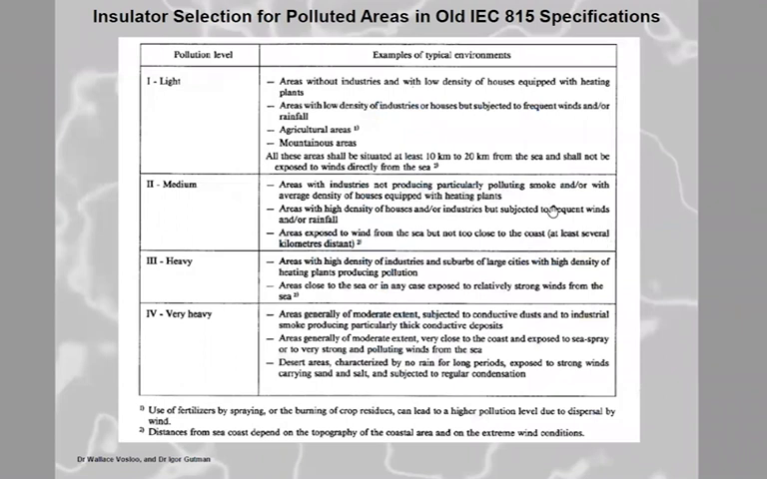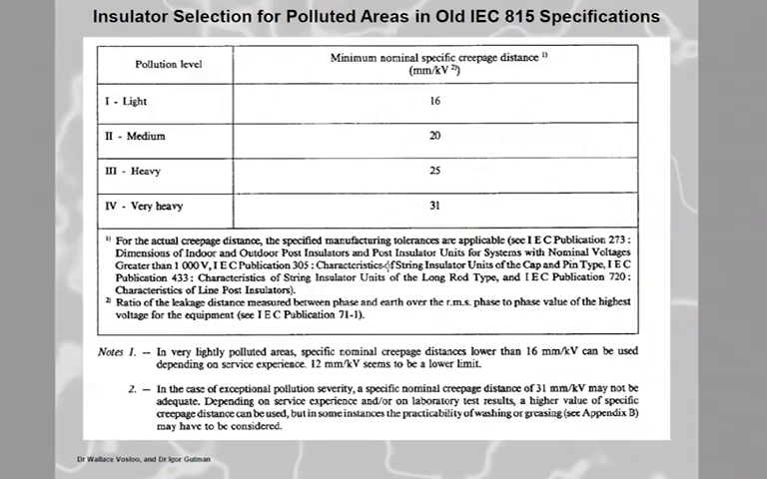Now, in the old guide, you would choose your area: light, medium, heavy, very heavy. If it's light, you use 16 millimeters per kV, medium 20, and these are all in your head. A very heavy area is 31 millimeters per kV. The supplier, you'll spec that, and that's about it. And then you say, by the way, it needs to comply to the profile of IEC 60815.